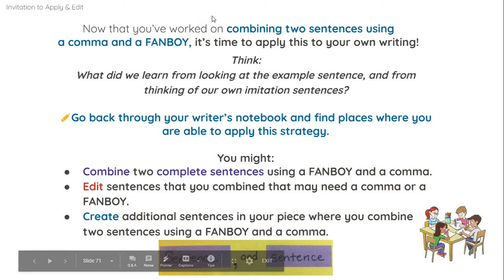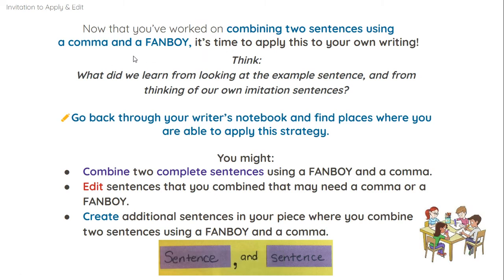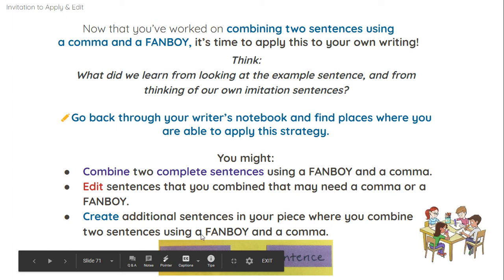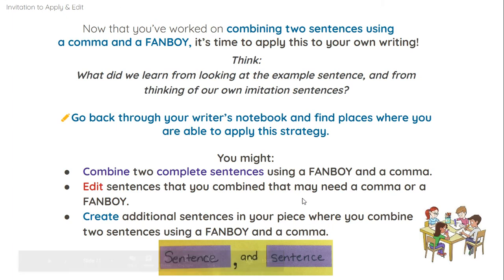If you would like, now that you've worked on combining two sentences using a comma and a fanboy, you can apply this to your own writing. So you can go back to your writer's notebook or your draft, find 2 sentences that you might be able to combine. Okay. You do not need to rewrite your entire story. All you need to do is find those two sentences that you want to combine using a fanboy and a comma. You can create an additional sentence in your piece where you combine 2 sentences using a fanboy. So you can either write on another page. Don't rewrite your whole story.